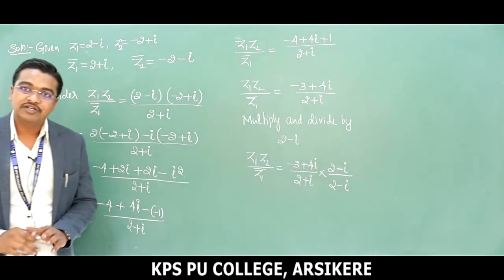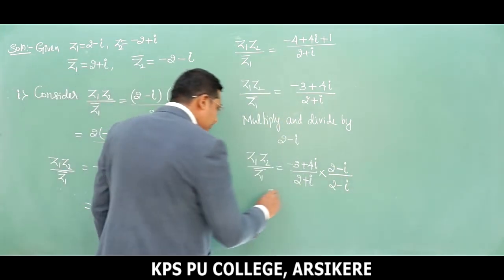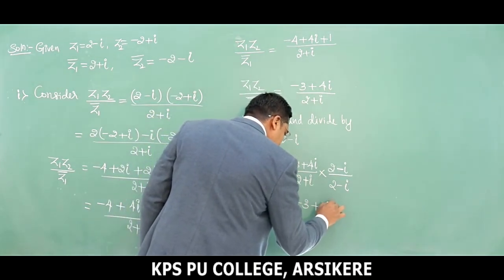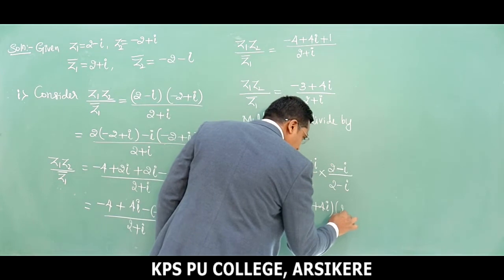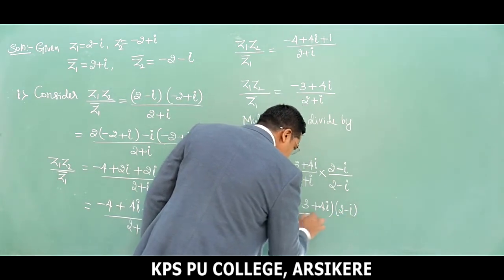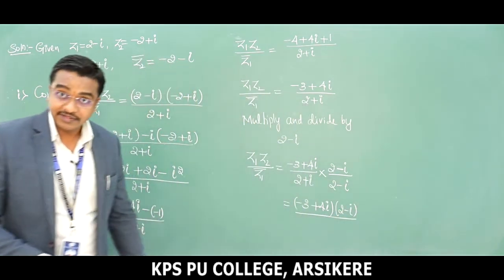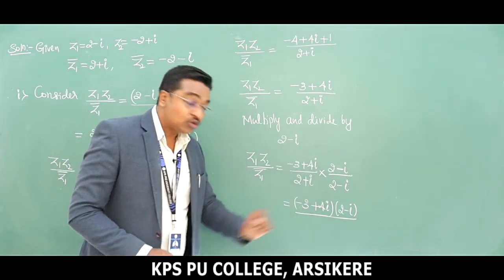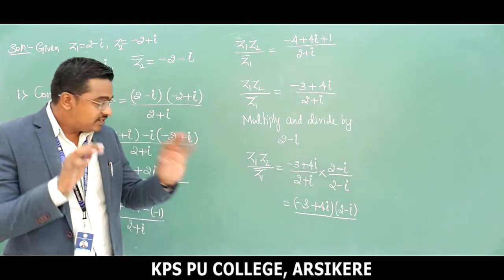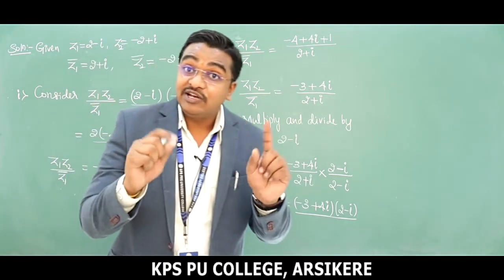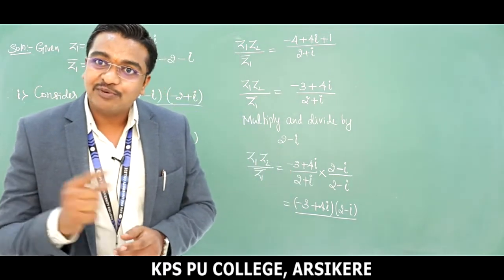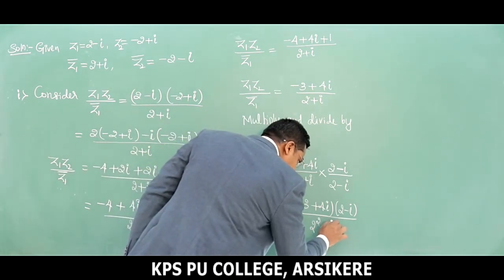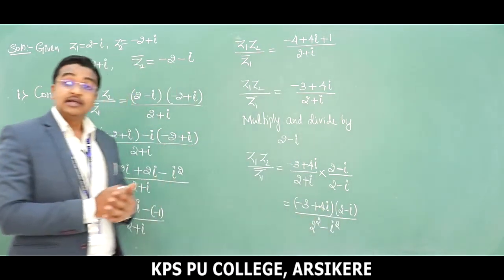Next step is the simplification. First multiply the numerator, minus 3 plus 4I into 2 minus I, divided by, look at the denominator, 2 plus I into 2 minus I. This term looks like A plus B into A minus B. The corresponding compact form is 2 square minus I square, that is A square minus B square.